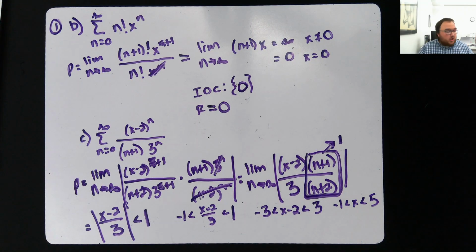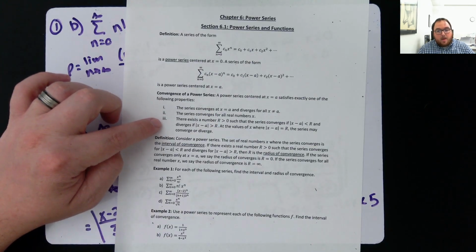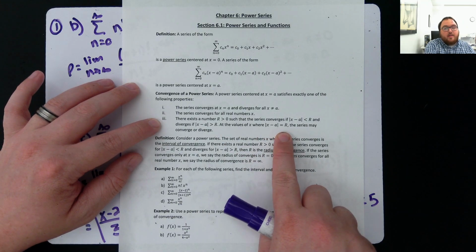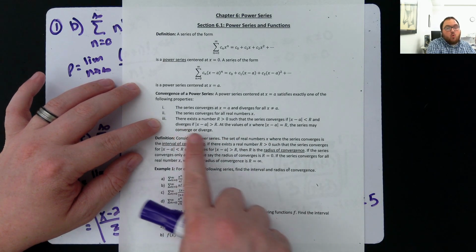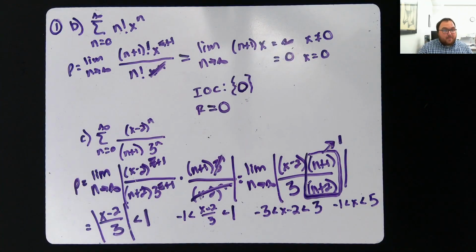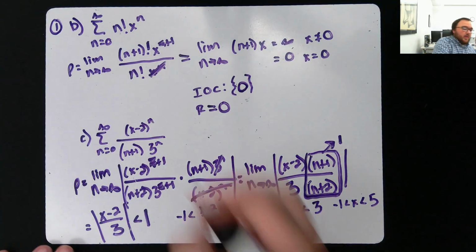So this is all fine and good. This means I'm in case number 3, right? But remember, it says at the values where it's equal, the series may converge or diverge. So we don't know what's happening at -1 or at 5, right? So I have to plug those into the original and see what happens. So let's start with the -1.